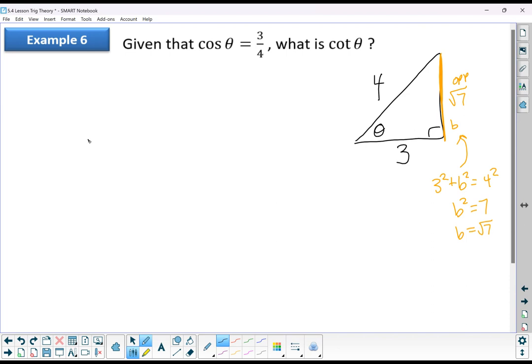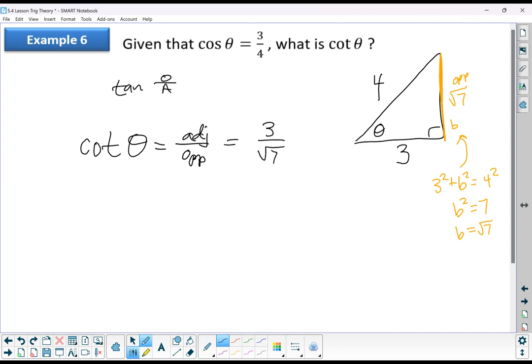And our goal is to write the cotangent of theta. Well, we know that tangent is opposite over adjacent. So cotangent is adjacent over opposite. And so the cotangent of theta is 3 over root 7. It's fine if you want to leave your answer that way. If you typed that into your calculator, it would look like 3 root 7 over 7.